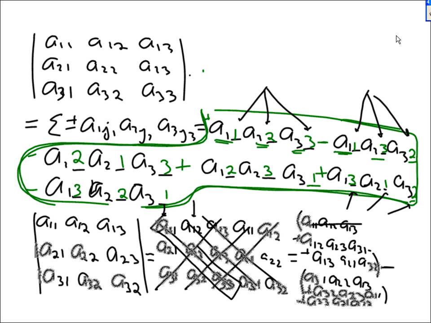And then I got A12, A23, A31 plus. I got this term, including the plus. Okay, then I have A13, A21, A32. Exactly this one, with the plus in front. Now, I start taking away the sums.